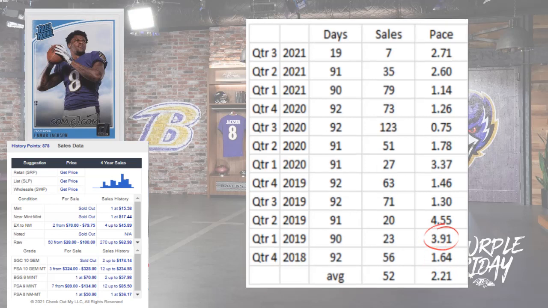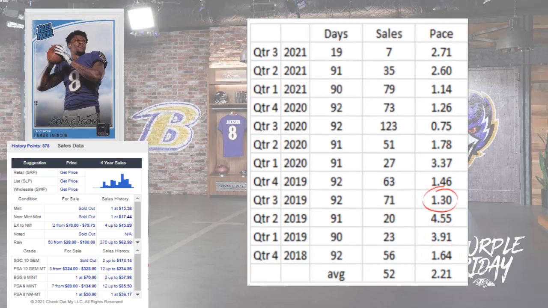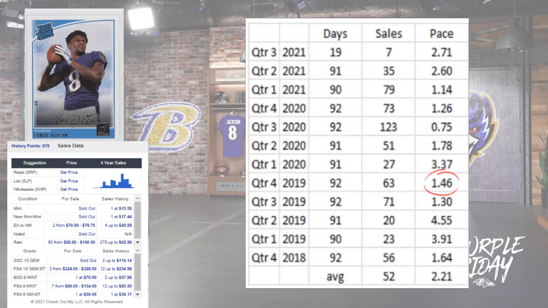Then in quarter 1 of 2019, the Ravens got bounced from the playoffs, so there was a slow in the pace. Then quarter 3 2019 hits, a sales spike. At that time, Jackson is the unquestioned starter now, and there's a lot of hype surrounding him getting his first shot to lead the team. Now we move on to quarter 4 of 2019. The sales pace stays much the same as quarter 3. Jackson is still lighting up the league on his way to his first MVP.